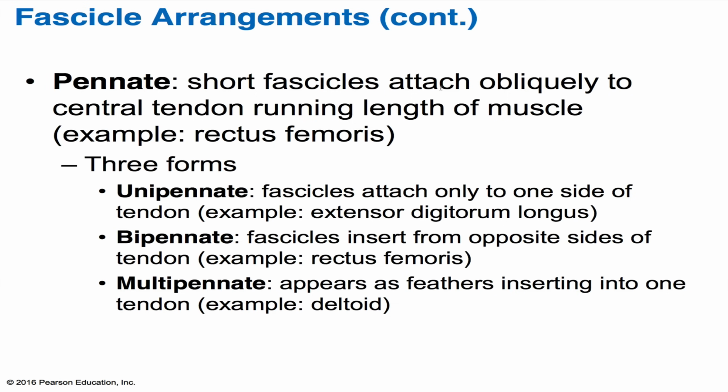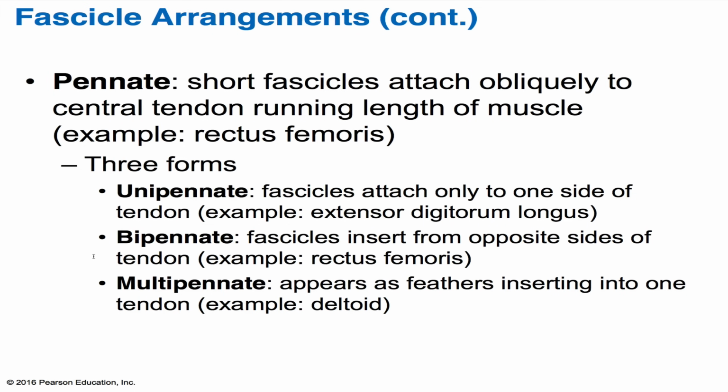In a pennate pattern, the fascicles are short and attach obliquely to a central tendon that runs the length of the muscle. Now, if the fascicle inserts into only one side of the tendon, then we say that the muscle is unipennate. An example of this is the extensor digitorum longus muscle.